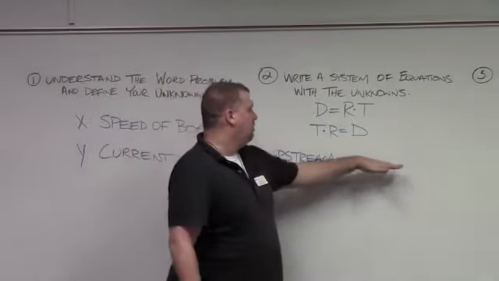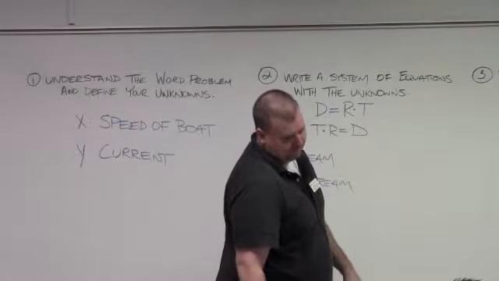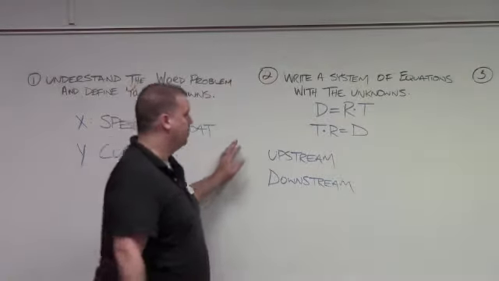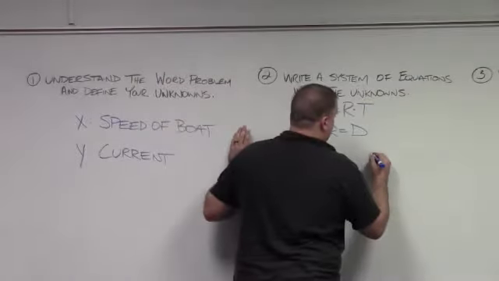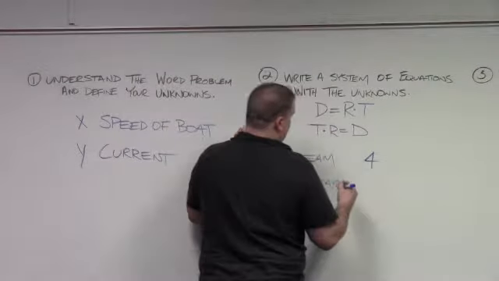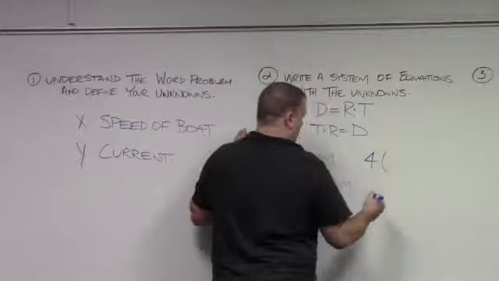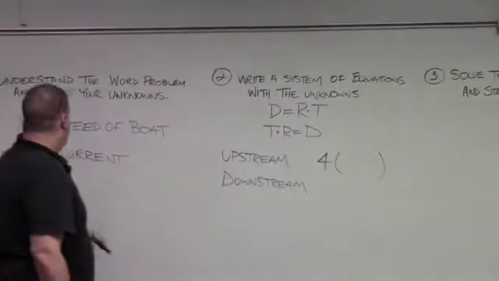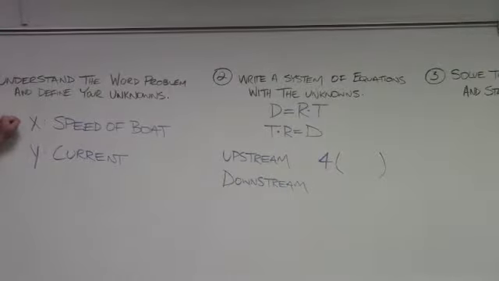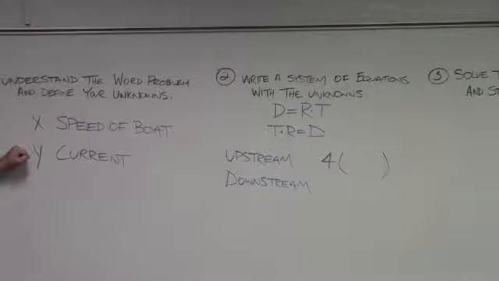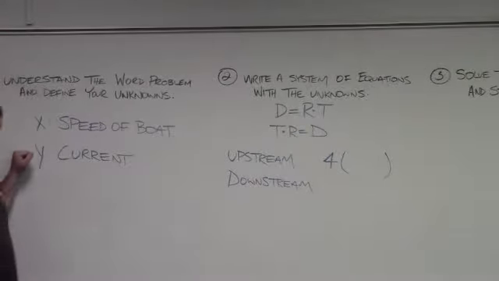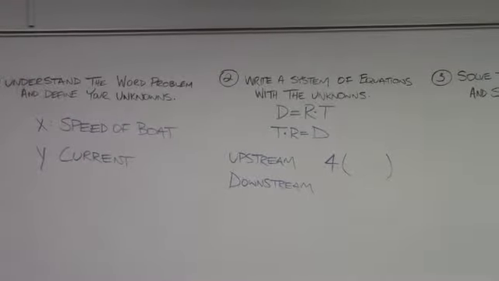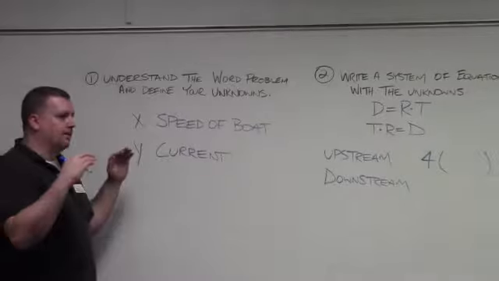So what was our time going upstream? 4 hours, right? 40 miles is the distance. So 4 times our rate. Well, our rates are here, right? Our speed of the boat and our speed of the current. Rate means the same thing as speed. If I'm going upstream, what can you tell me about the speed of the boat and the speed of the current? How are they affecting each other?